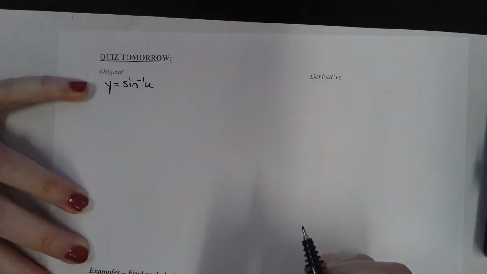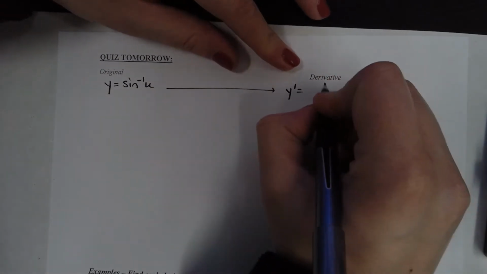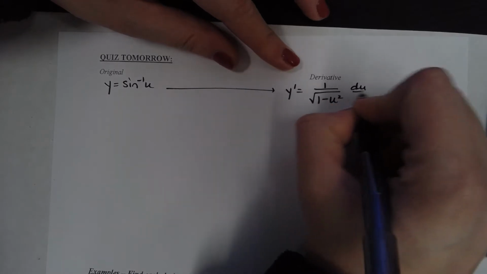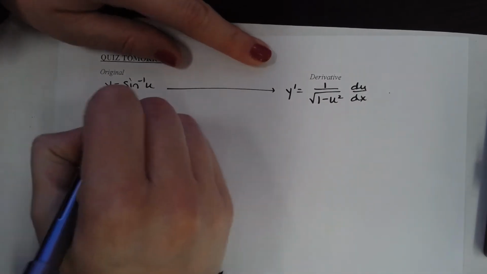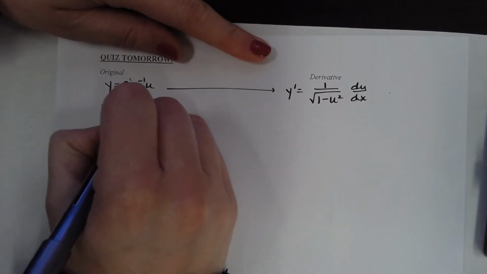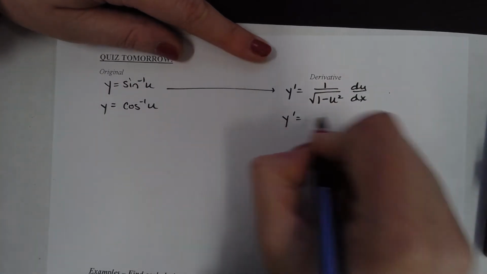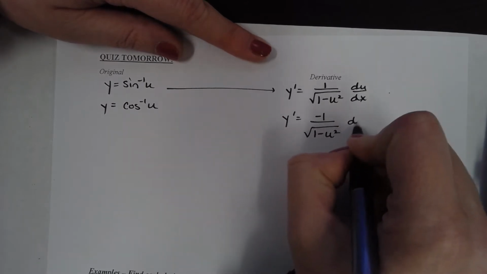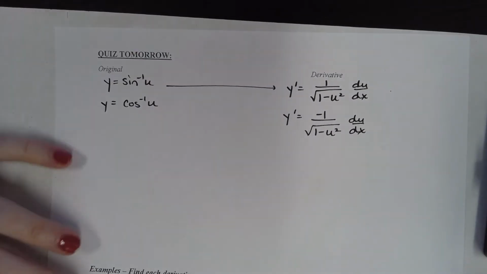If you have inverse sine, then the derivative is 1 over the square root of 1 minus u squared, du dx. That's the formula you need to memorize. And now there's 5 others you have to memorize. Cosine inverse. Well, that's just negative 1 over square root 1 minus u squared, du dx. Same formula. Cosine has a negative 1 on top.